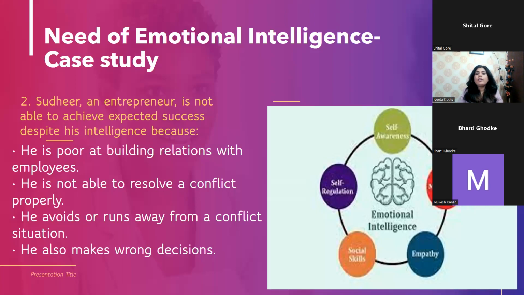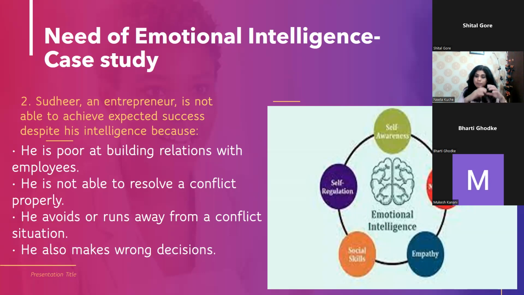Third reason is, he avoids or runs away from a conflict situation. Whenever he finds that it's a complicated situation and he could not handle it, he may run away from the situation and he doesn't want to take the responsibility of that particular situation. And the next point is, he also makes wrong decisions. So yeah, decision making is the most important thing in any kind of business. And if any single decision you take is a wrong decision, you have to pay for it. So basically, these are a few of the mistakes, or you may say things happening with Sudhir.